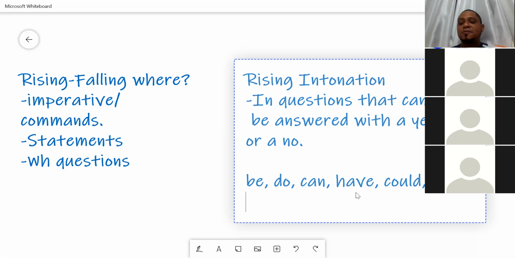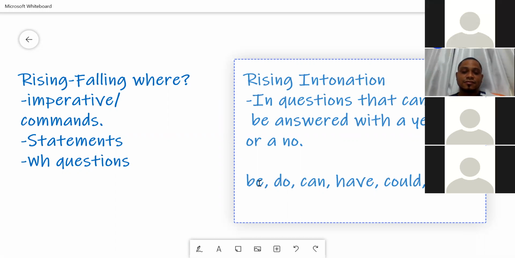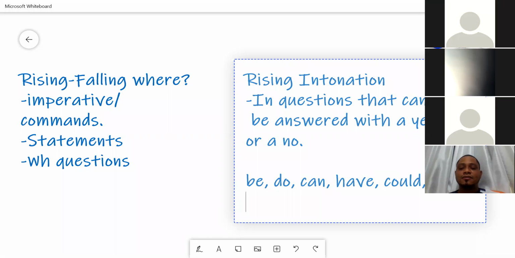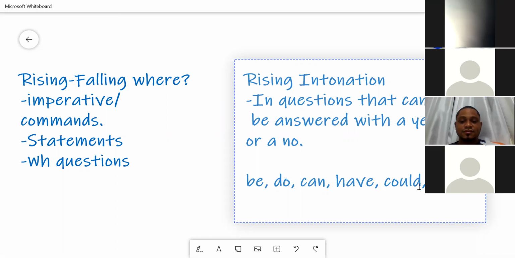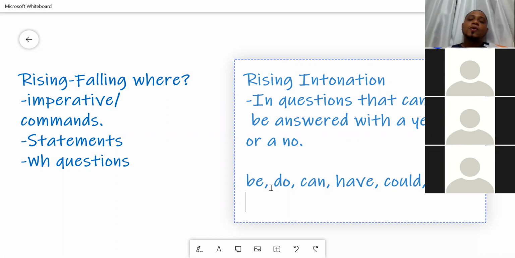Okay, now before we continue, because we're gonna make this video very long, how do you call all these verbs? All these verbs are what? What are they? Auxiliaries. They are auxiliaries, okay? So look at this. Of course, you can say, but teacher, the verb to be is not an auxiliary.